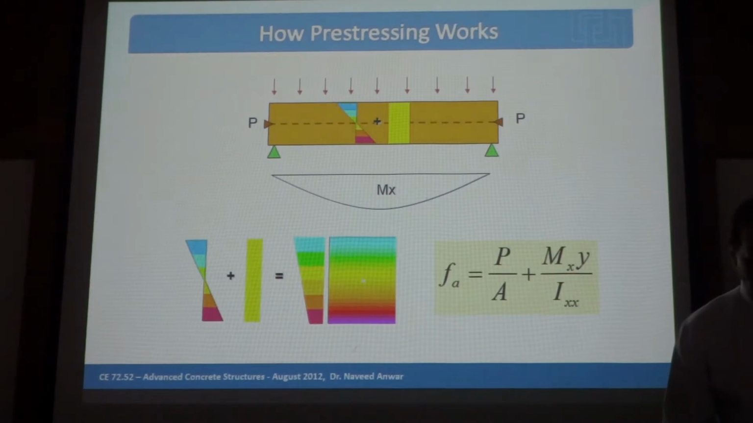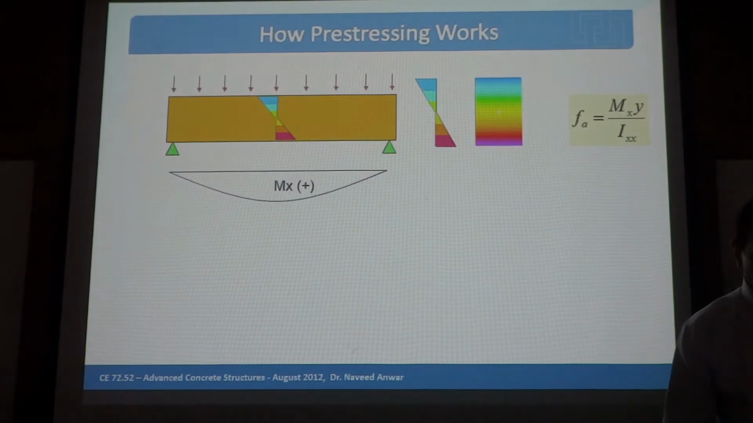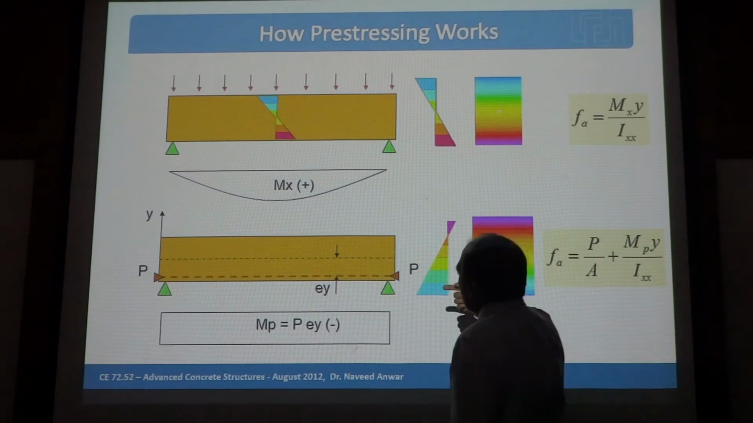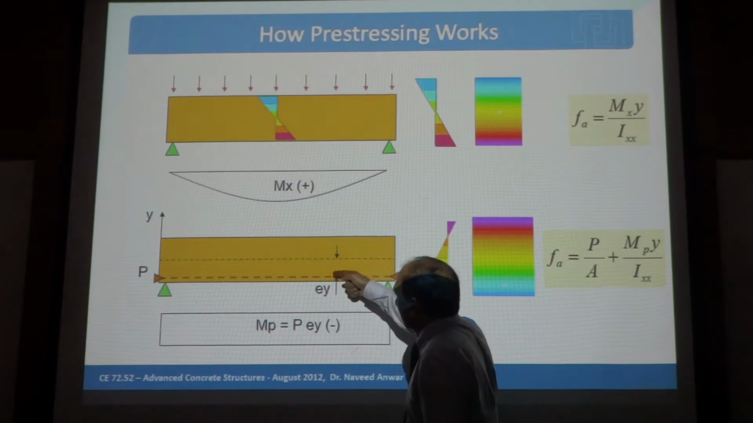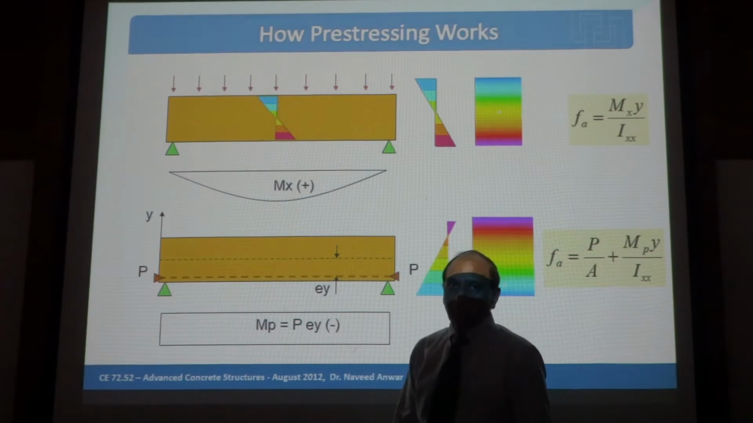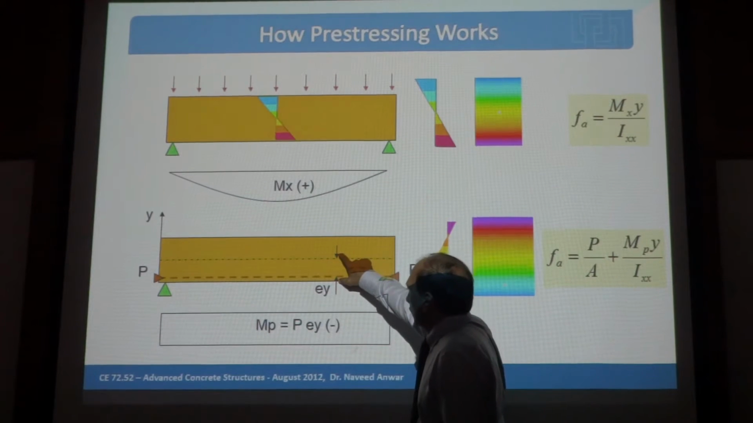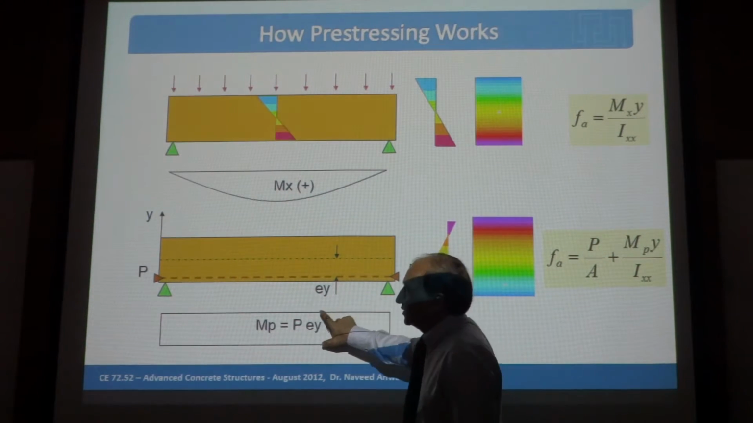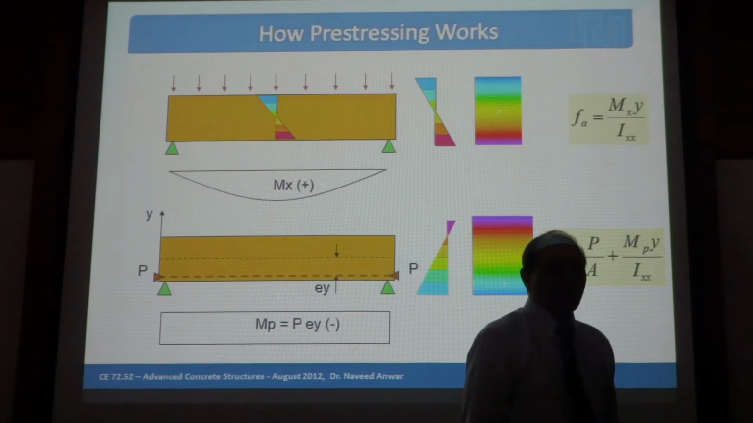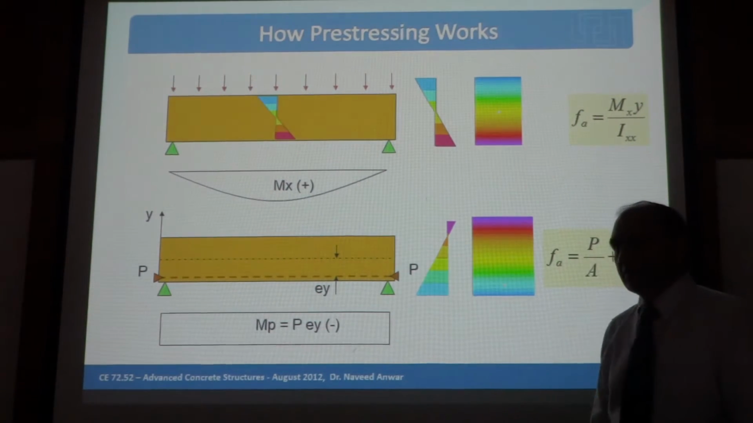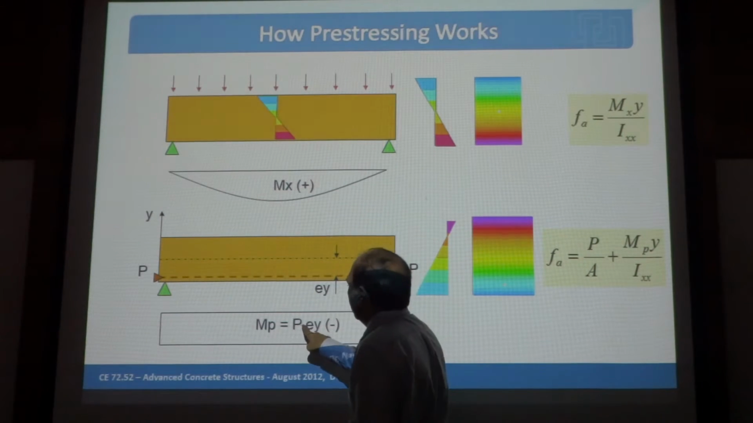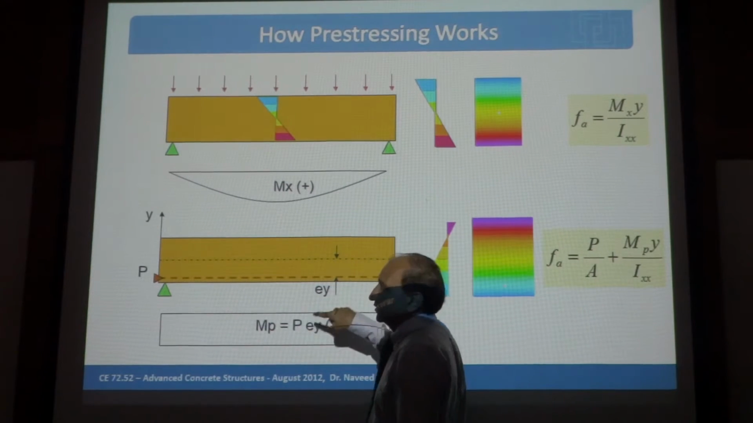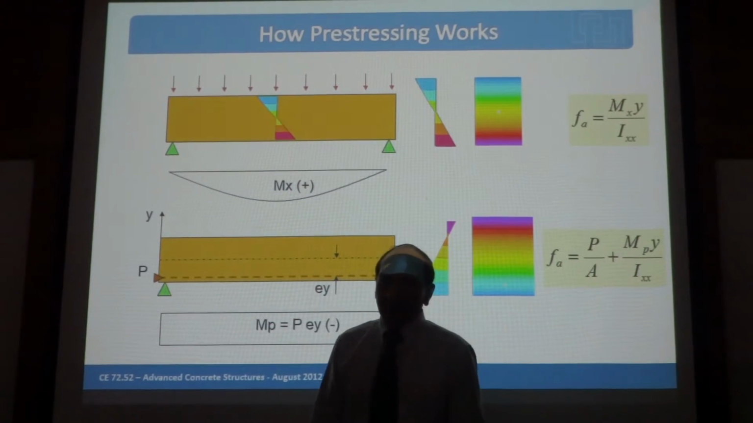Next case. Same, but this time we put the load at the bottom, eccentricity EY. Because the load is here, a net constant bending moment will be generated on the section upward, correct? Equal to P into EY, negative, because Y is in the negative direction.